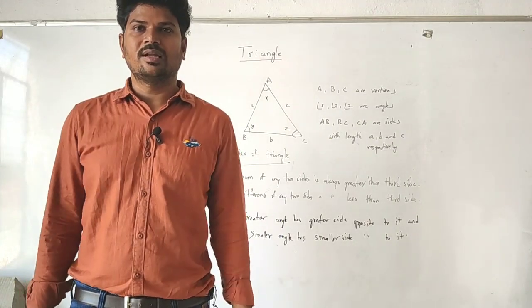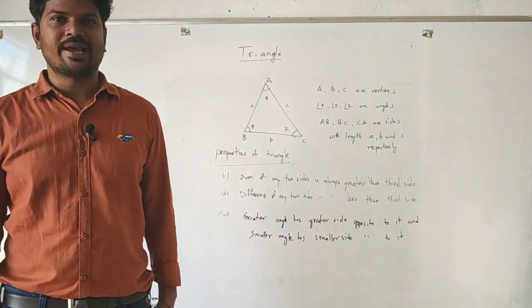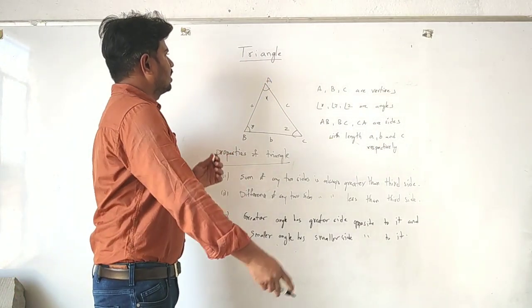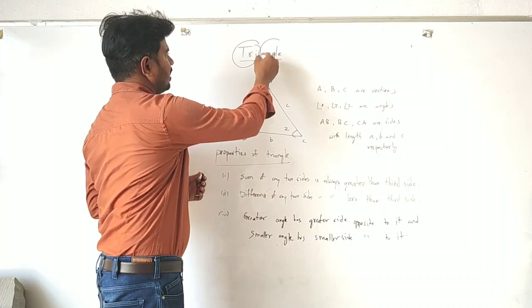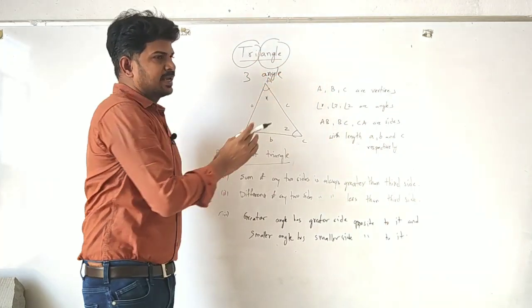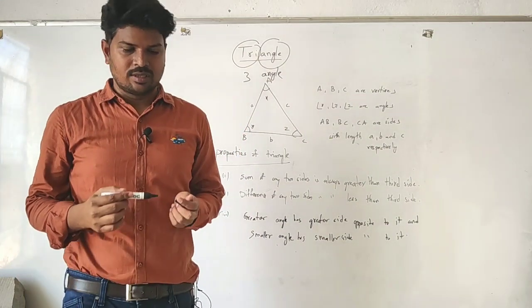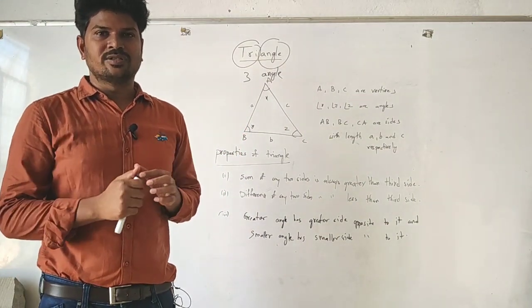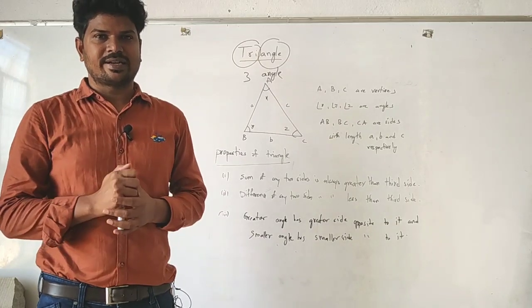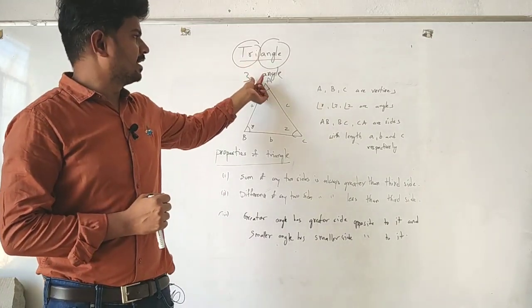Let's discuss the triangle. What is a triangle? If you divide the word properly, it is a combination of "tri" and "angle". Tri means 3, angle means the space between any two sides. If any closed surface has 3 angles, then we call it a triangle. So the name itself has 3.